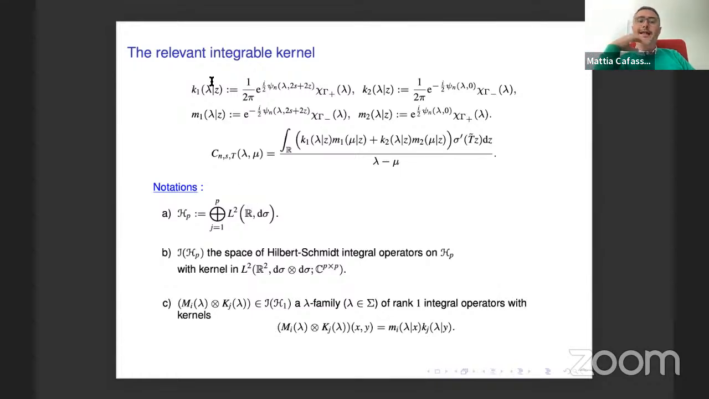Okay. And associated to this function K and M, we have a certain family of rank 1 integrable operators with this kernel here. In this setting, lambda will be a parameter on our contour, the contour of the Riemann-Hilbert problem, but these are themselves operators with respect to the variables x and y. Operators on this space R2R.